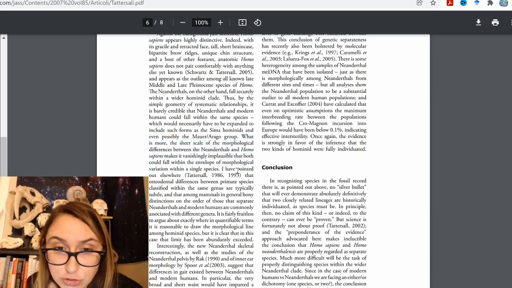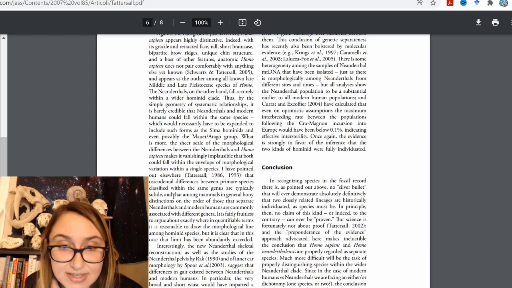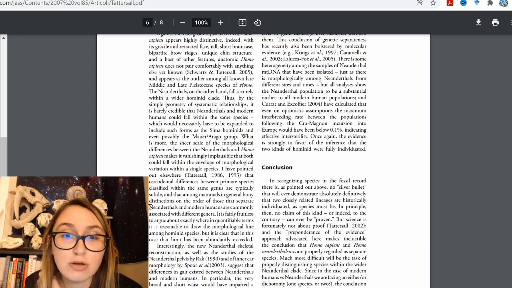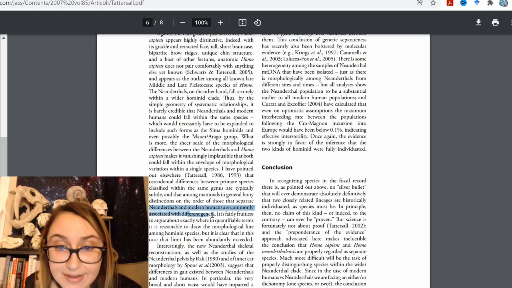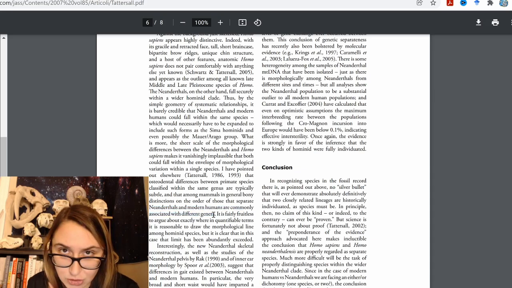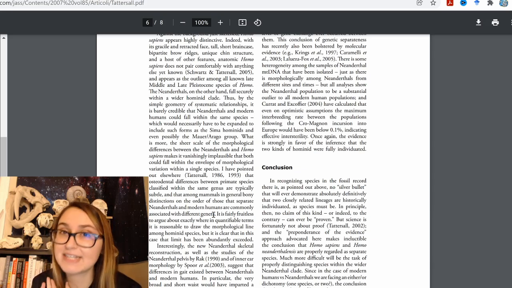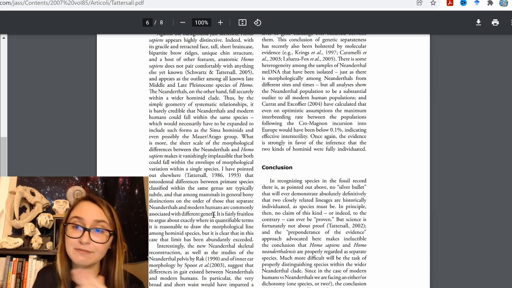I have pointed out elsewhere that osteodental differences between primate species classified within the same genus are typically subtle, and that among mammals in general bony distinctions on the order of those that separate Neanderthals and modern humans are commonly associated with different genera. So what he's saying is that the differences between humans and Neanderthals would probably land them, if we were using standardized methods, within different genera. So different genus, not different species, even more different.